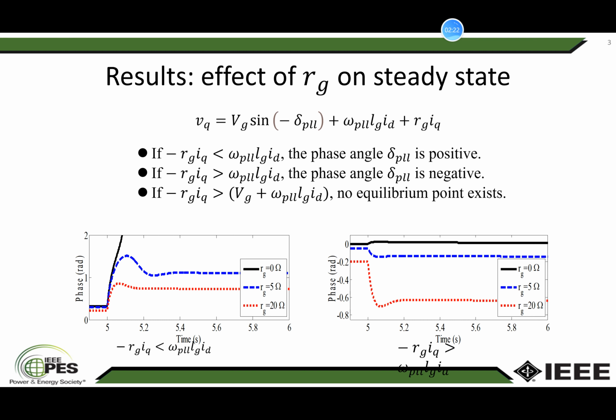If it increases, the phase will decrease and maybe turn negative. However, if the resistance is overly significant, the phase will be below -90 degrees and no equilibrium point will exist. This can be easily seen in the figure. The increase in the resistance will decrease the phase.